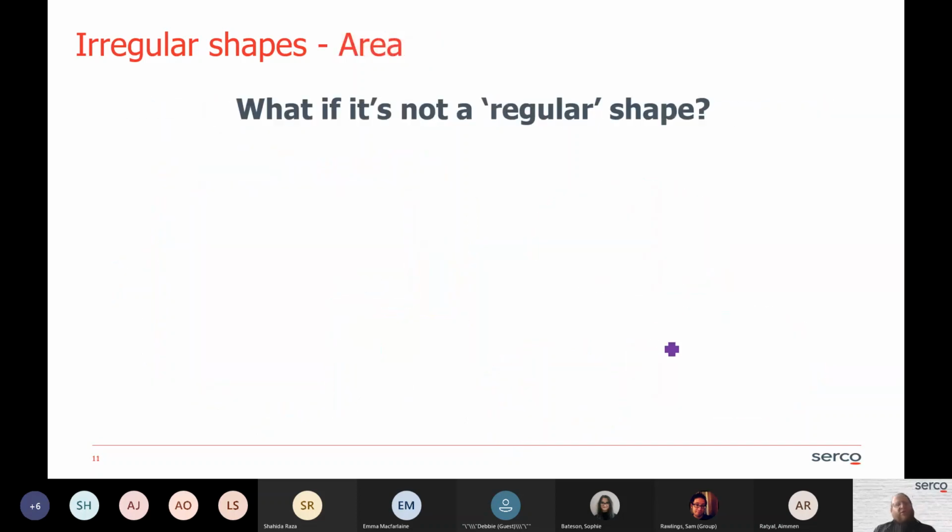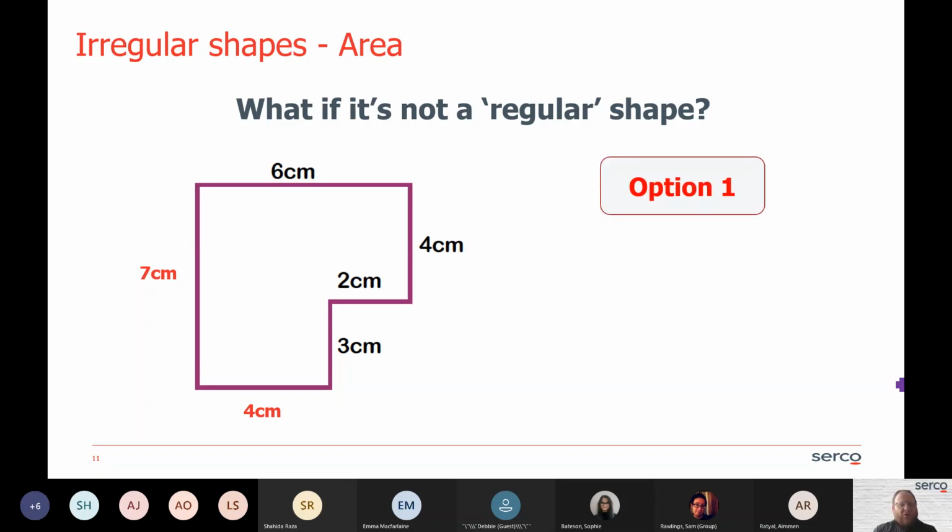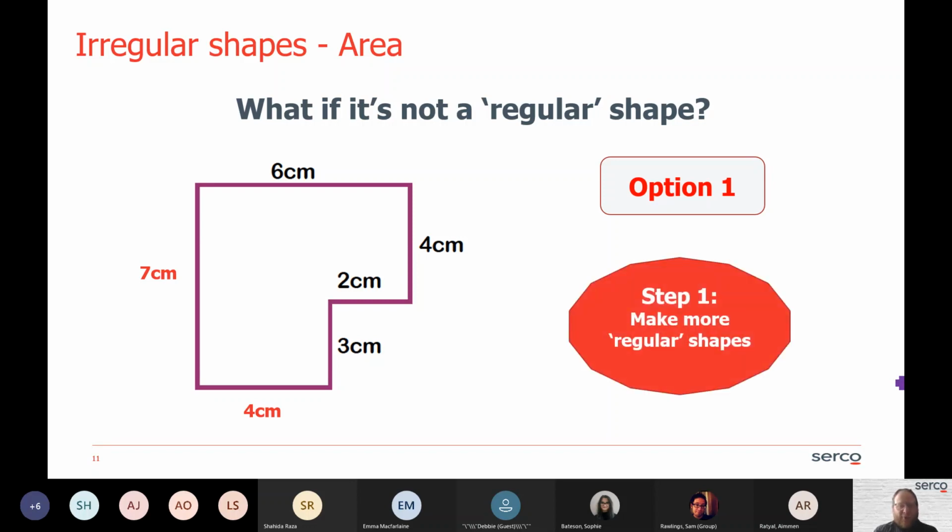Area, however, what if it's not a regular shape? So let's stick with our shape. And the first thing we did was we worked out that that was 7 centimetres and that was 4 centimetres. That's good. So we've got two options really if it's not a regular shape such as this. Our first option is to make it a more regular shape. There's nothing to stop us doing anything we like with this. In the test, you can obviously draw this out on a piece of paper and use it however you want.